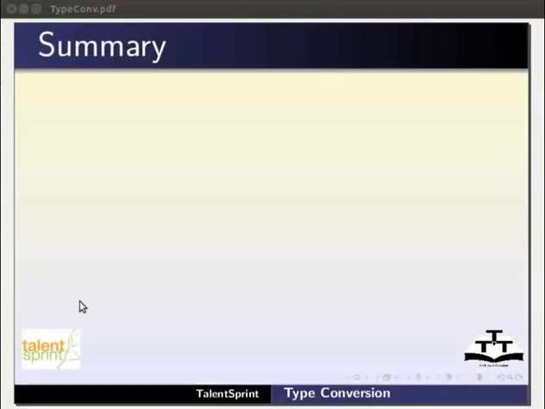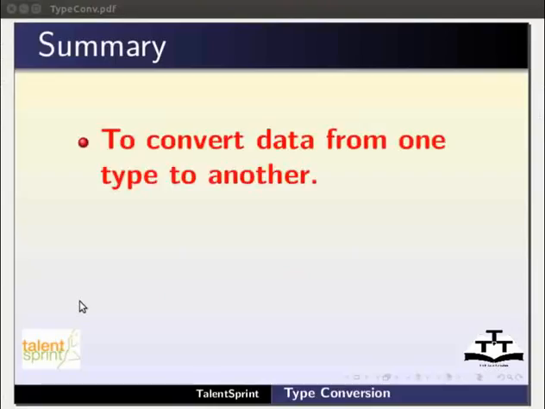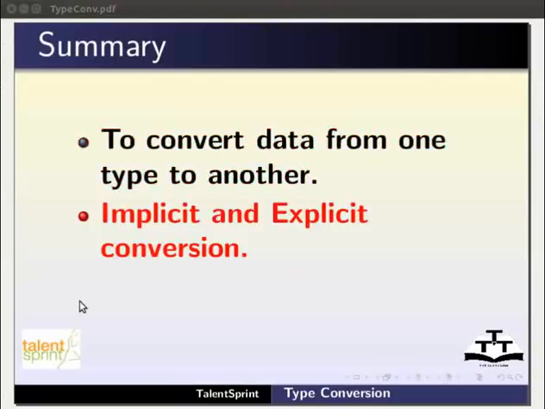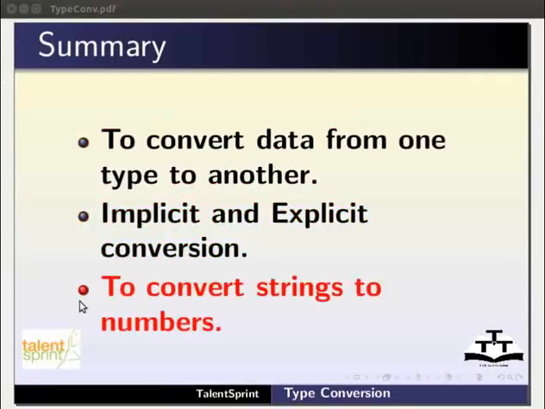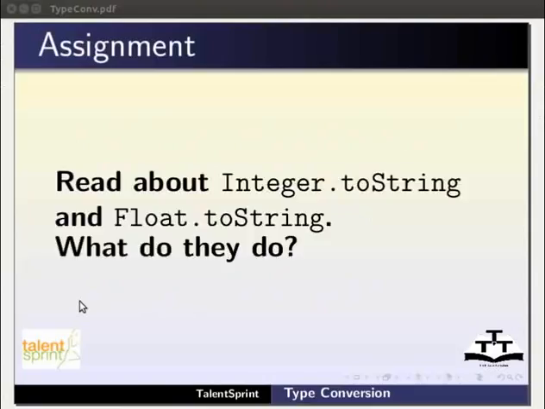This brings us to the end of the tutorial. In this tutorial, we have learned how to convert data from one type to another, what is meant by implicit and explicit conversion, and how to convert strings to numbers. As an assignment for this tutorial, read about the Integer.toString and Float.toString methods and find out what they do.